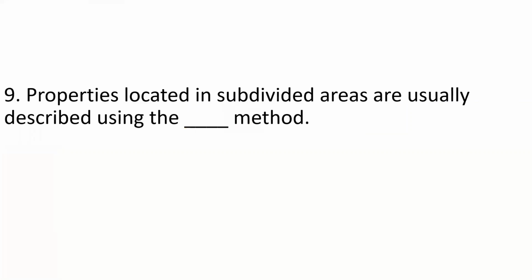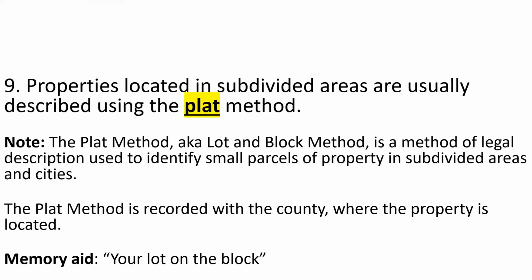Number 9, properties located in subdivided areas are usually described using the blank method. Well, that would be the plat method. The plat method is also known as the lot and block method. It is the method of legal description that is used to identify a smaller parcel of land. In other words, like a subdivision. So a subdivision located in a city, for example, would be referred to as the plat method.